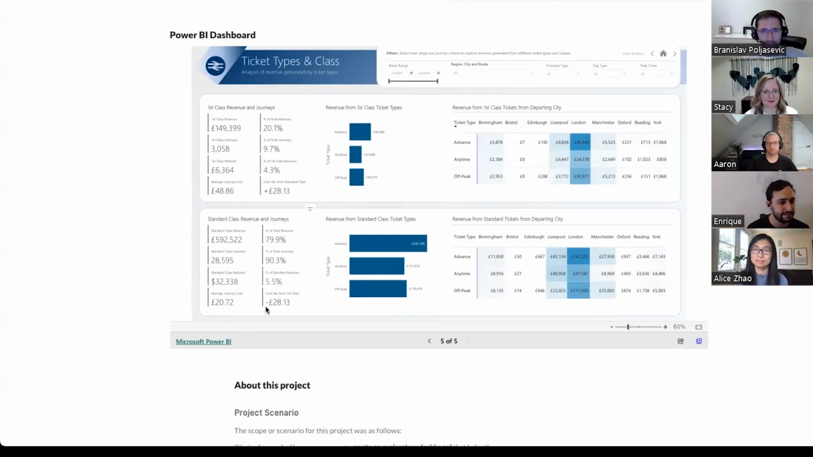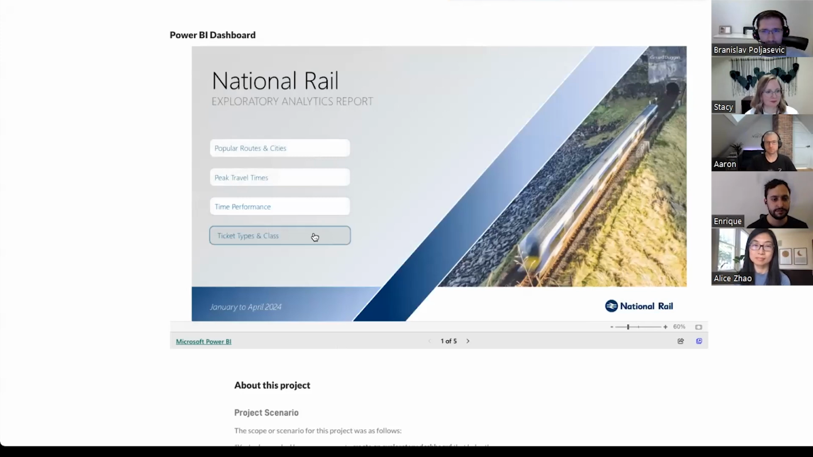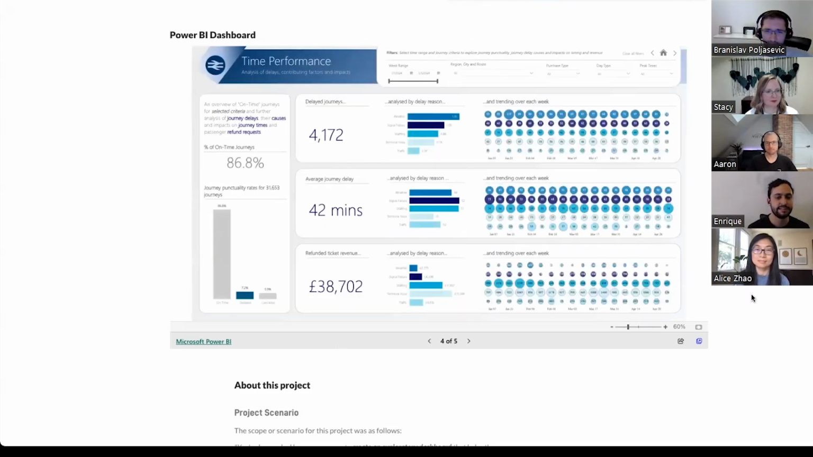I do think it's a little bit too many KPIs here to properly compare, especially between the first class and standard. But I get what he was going for. And if you just take the time to consume it, I think it works very well. And finally, let's skip one at some point. I think I skipped this time performance here.